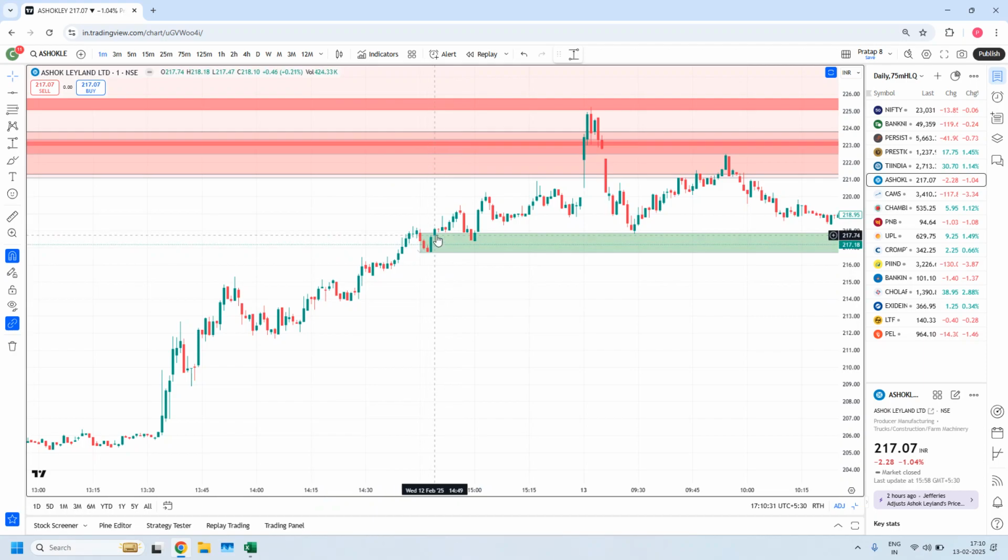These small moves won't give you any good profits, but this is a very big move, right? Such big moves happen only from the high liquidity zones. That's why high liquidity zones are very, very important for us.